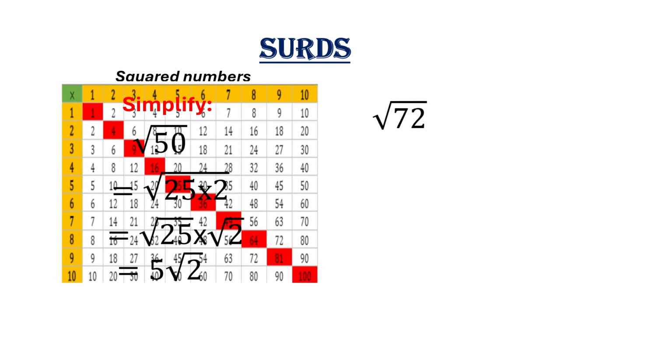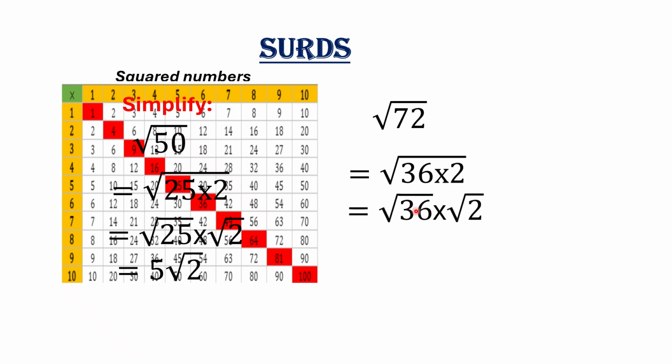Root 72. So we need to think of a square number inside of 72. If you look at this, we can write 72 is equal to 36 times 2. What's root 36? It's 6. So it's going to be 6 root 2. That's how you simplify. Now, what if the question combines these together?